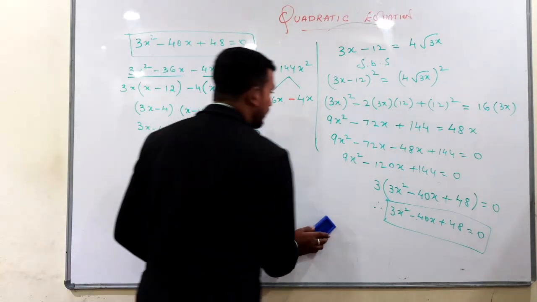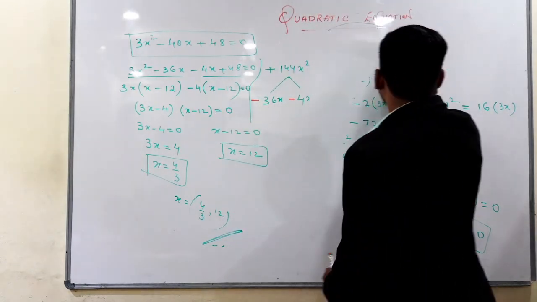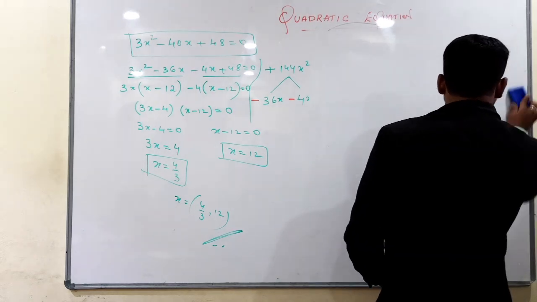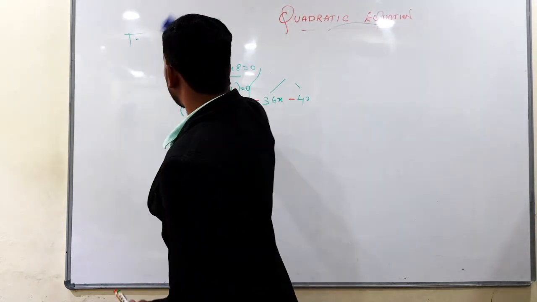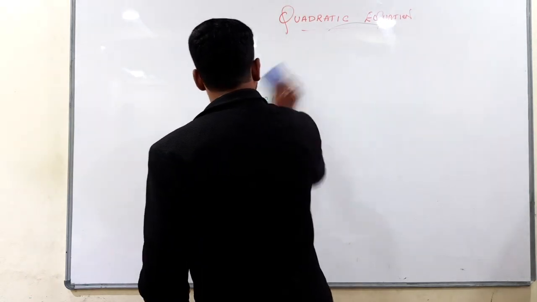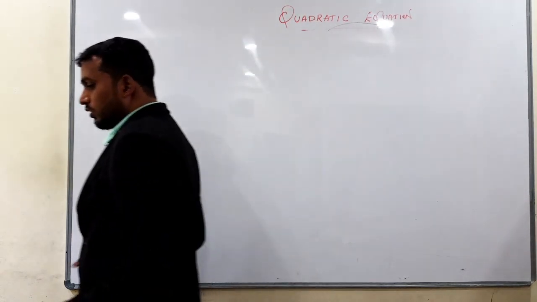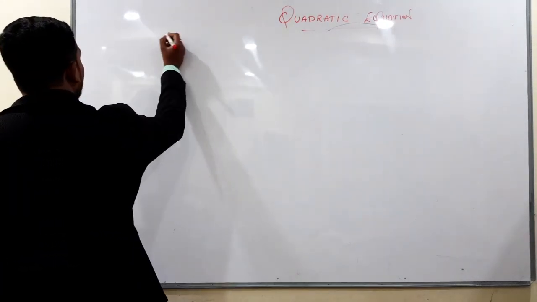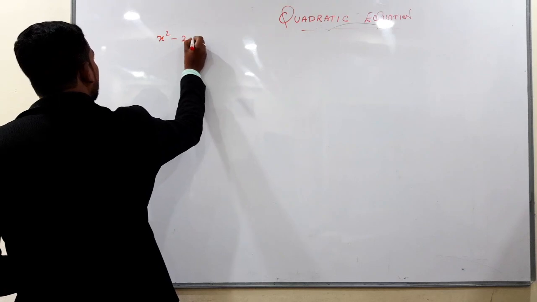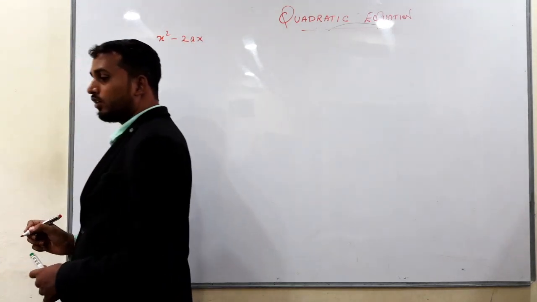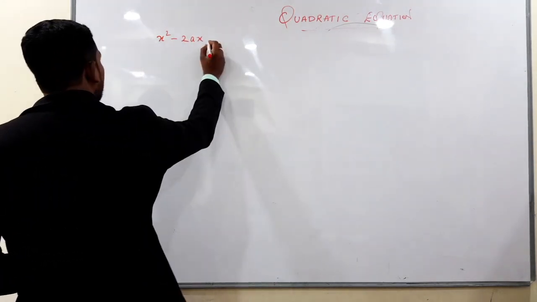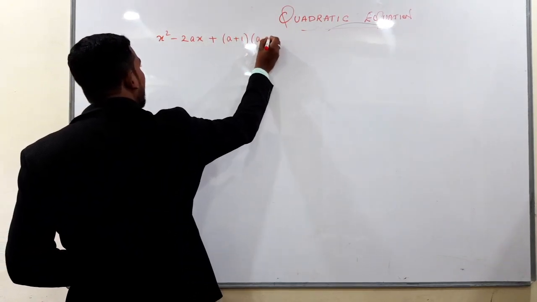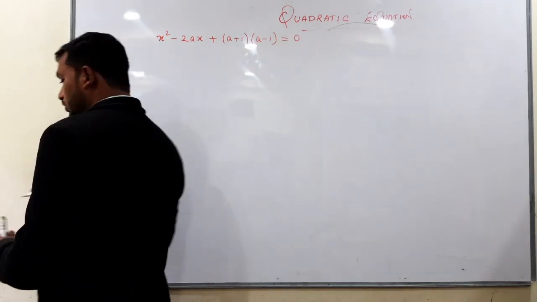Solve by using formula method. x square minus 2ax plus a plus 1 into a minus 1 is equals to 0.